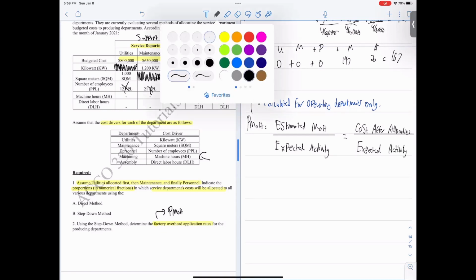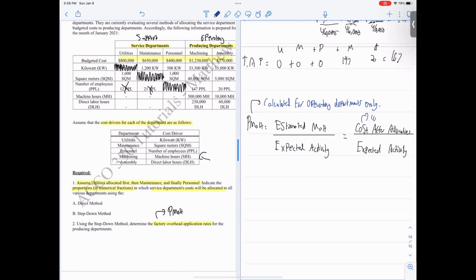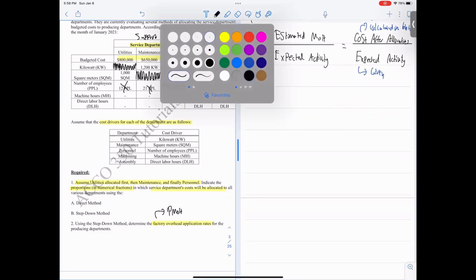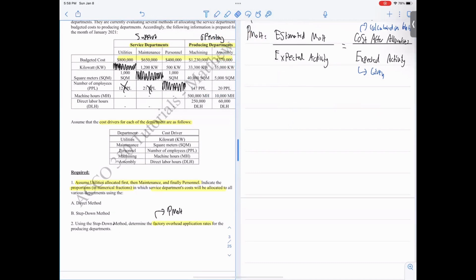Okay, so remember, guys, this cost after allocations is calculated in the table, and you're going to see what we're going to do. And this expected activity is given to you, right? So we see here, guys, the expected activity for the machine department is based on the number of machine hours, and for the assembly, it's based on direct labor hours. Okay, so I'm going to show you how we're going to calculate it. In doing this question, we're going to be allocating everything for the step down. And then once we're done allocating the cost, we're going to find the rate for each department. So let me show you the table and how we're going to calculate the predetermined overhead rate.